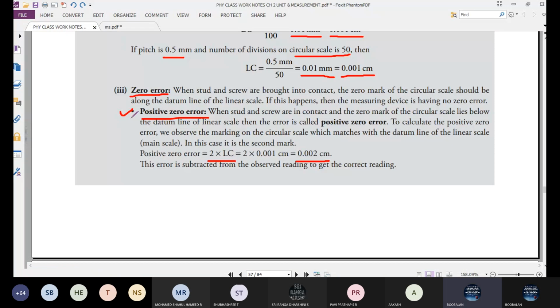Positive error is 2 into least count. Negative error is 100 minus 95 into least count. These two values are different, so it is based on the question and based on the instrument.